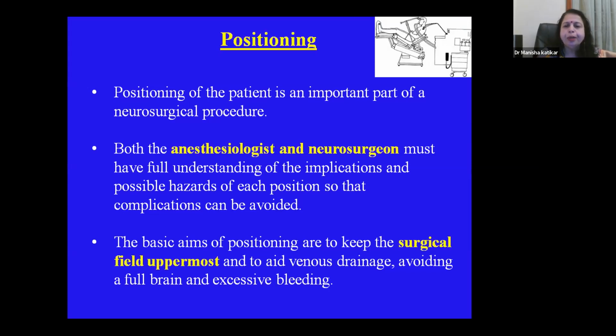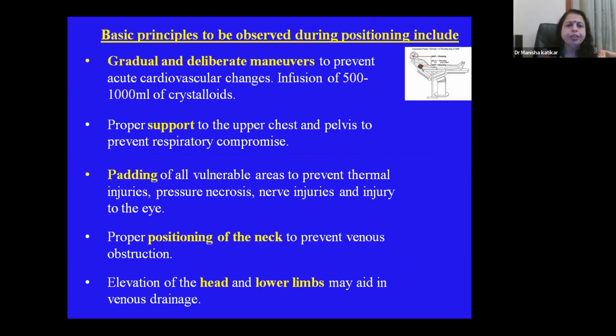So the field should be uppermost, and that should be the aim while giving any position for neurosurgical intervention. Whenever you position a patient, use gradual and deliberate maneuvers. This will prevent acute cardiovascular changes. If you are going to make the patient sit, or put the patient in a park bench position, you need to give preloading crystalloids, mainly isotonic crystalloids.